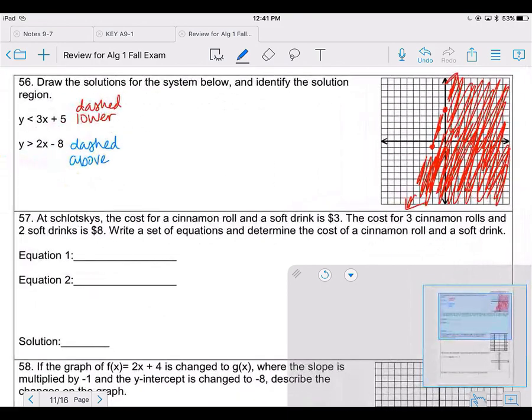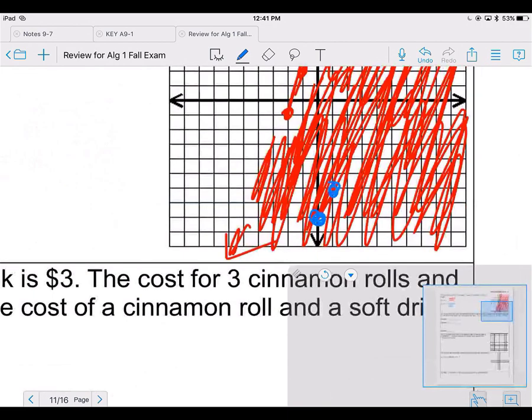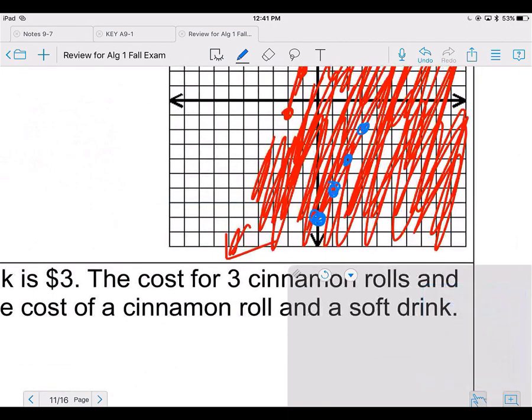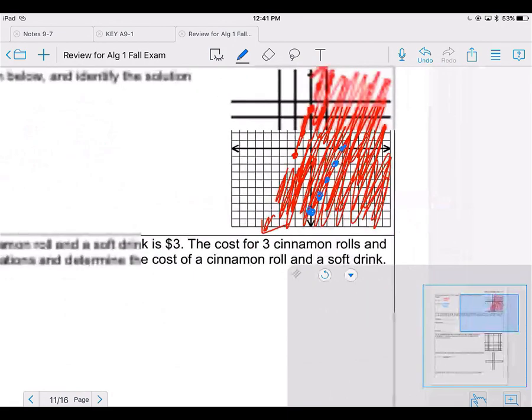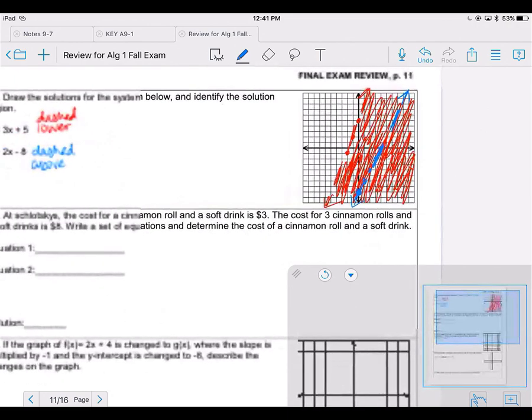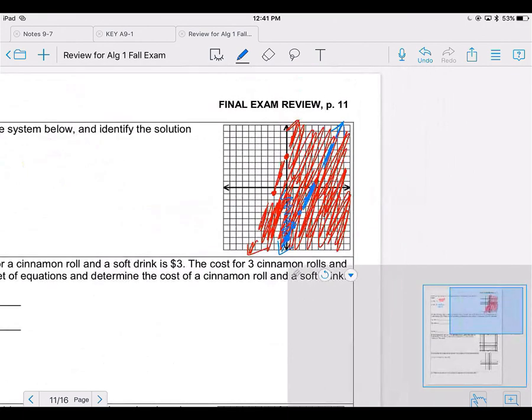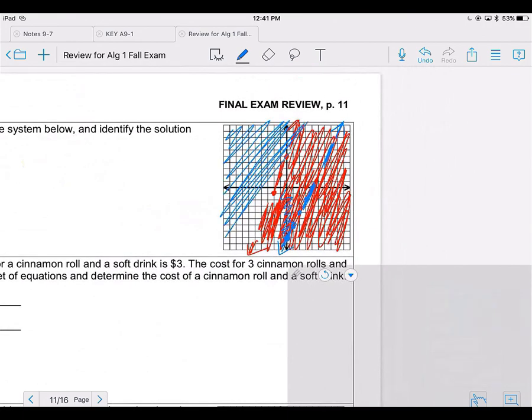For the blue line, I start down at -8, and I go up 2, right 1, up 2, right 1, up 2, right 1, up 2, right 1. This is also a dashed line. And this one we shade above -8. Above -8 is on top of the y-axis. So I shade everything on top of my y-axis up to the blue line.